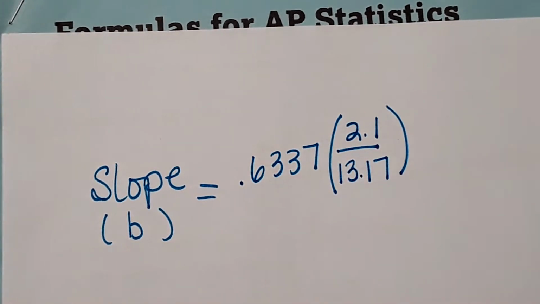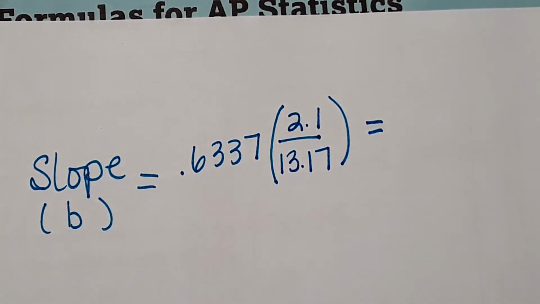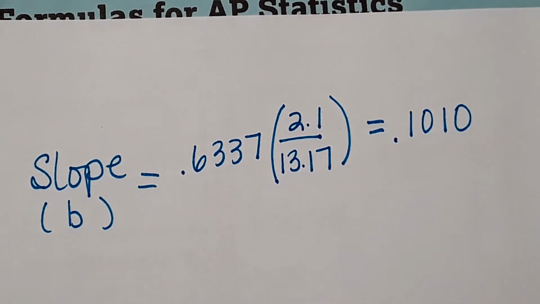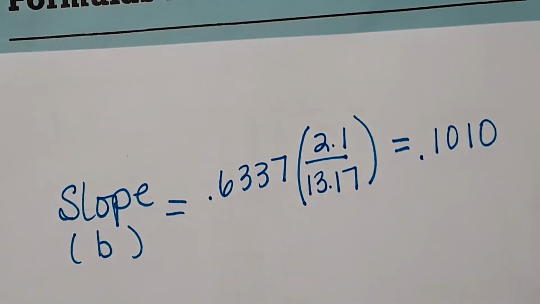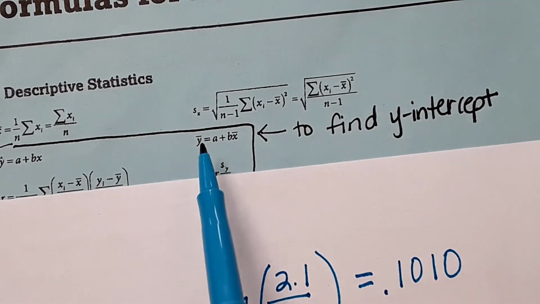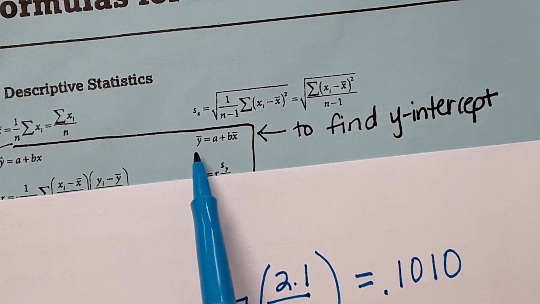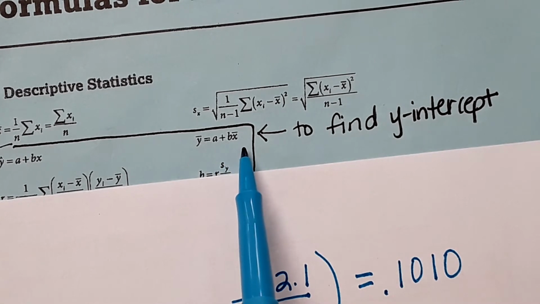Okay, so let's figure out what our b is. Remember, you guys divide and then multiply. Slope. Now we can find our A, correct? Because now we have our y bar, our x, and our x bar, and we know our B. So now we're going to look at this one. We're going to plug in our y, which is our y bar. We don't know our A, we just found our B, and now we know our x bar.